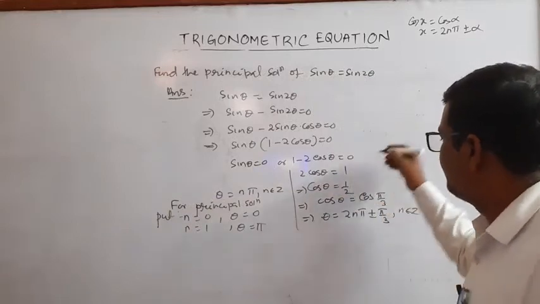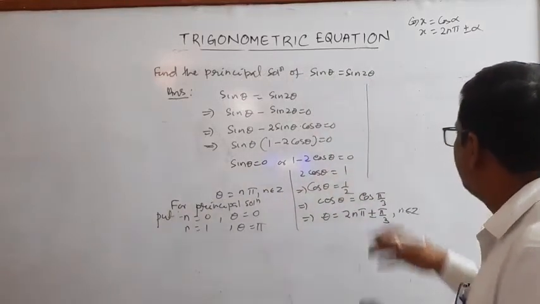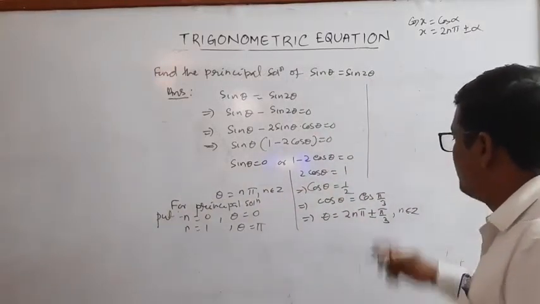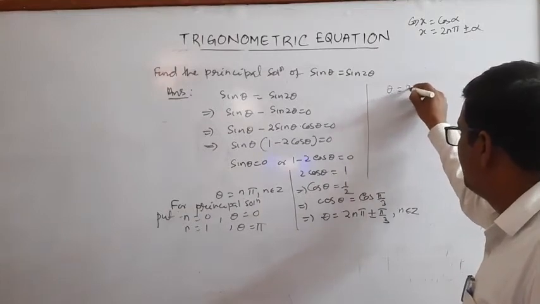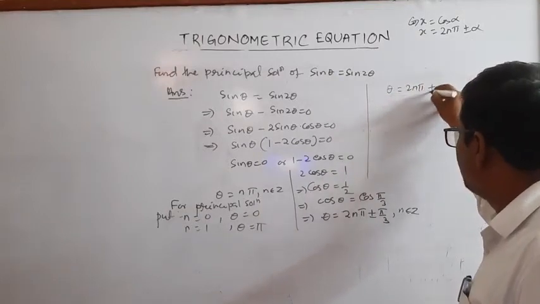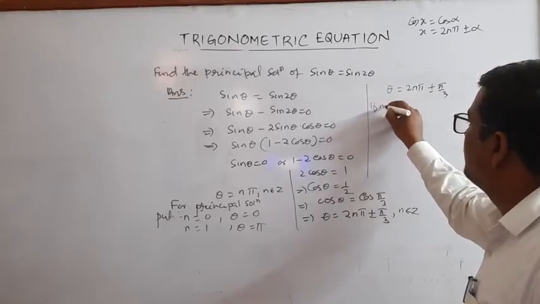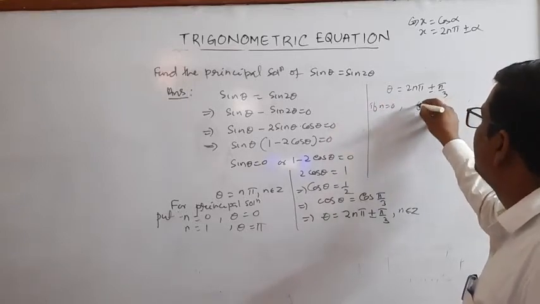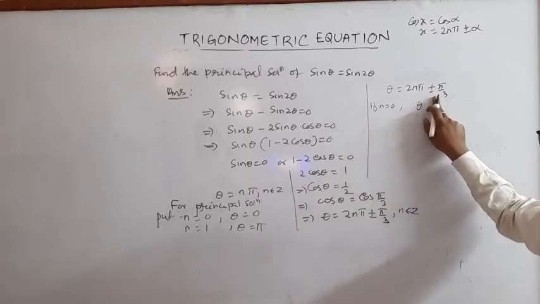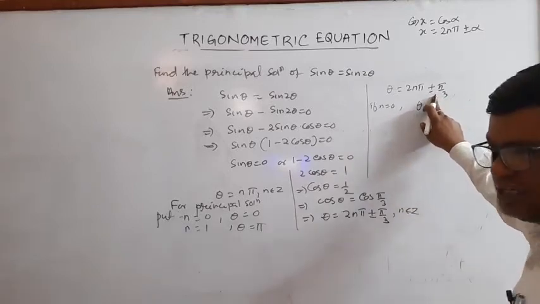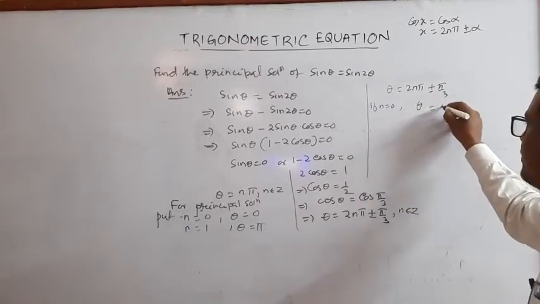For this also, theta is equal to 2n pi plus or minus pi by 3. If n is equal to 0, theta is equal to plus or minus pi by 3. Minus pi by 3 does not belong to the principal solution. So theta is only pi by 3.